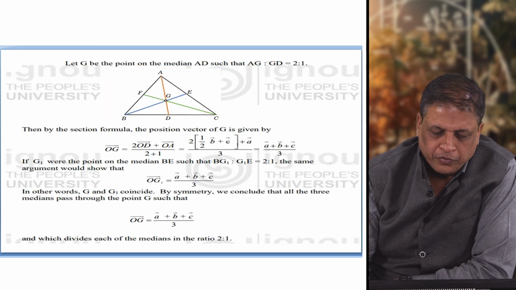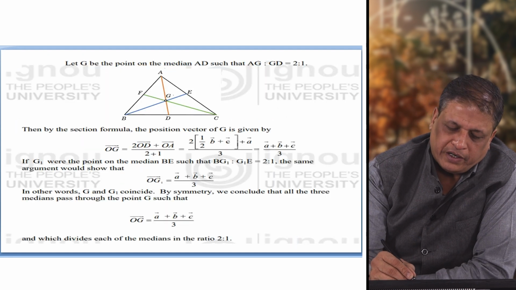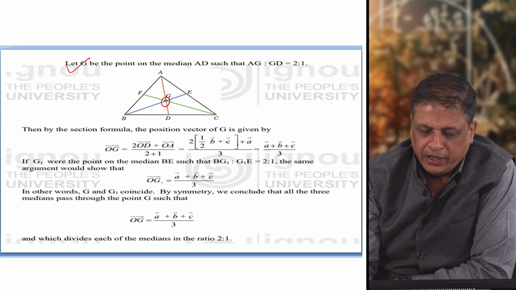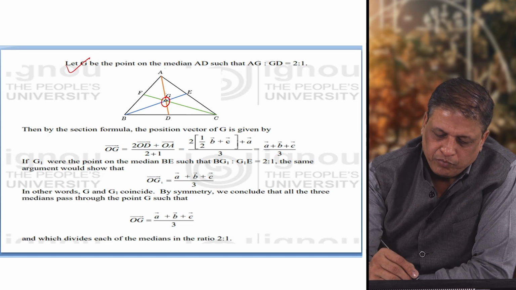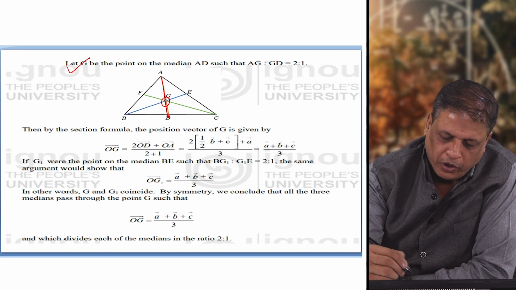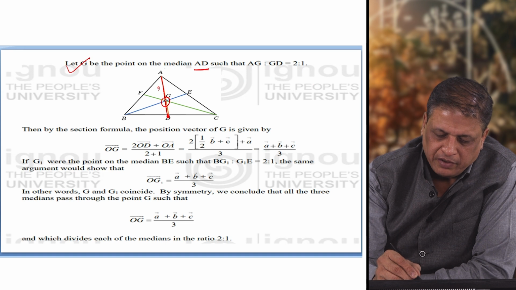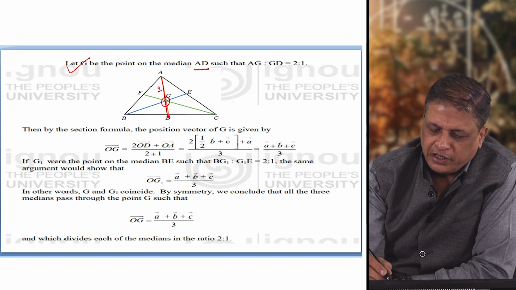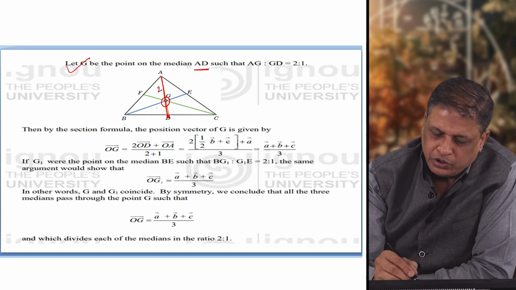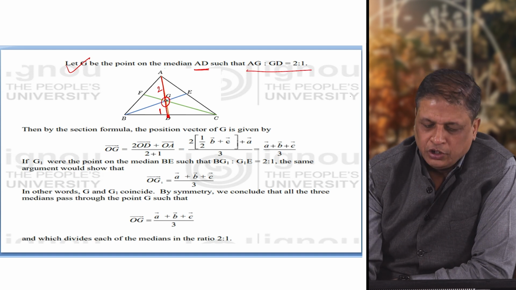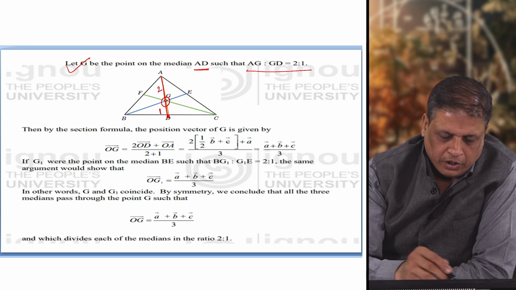Now, all these medians are intersecting at one point G. So, let G be the point on the median AD. This is the median. Median is the line connecting a vertex to the middle point of the opposite side. So, AD is the median, and we are supposed to prove that it is divided in the ratio AG to GD equal to 2:1. So, AG to DG should be equal to 2:1.